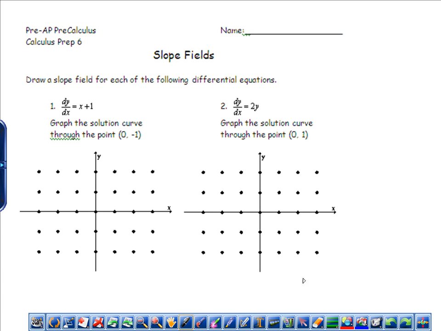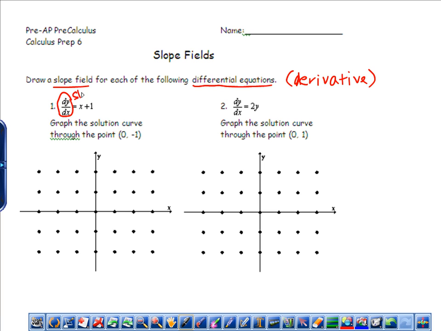Alright, this is the video for Calc Prep 6, slope fields, and what we're going to do here is draw something called a slope field for each of the following differential equations. When you see these differential equations, you may also write down this word, derivative. We're going to get into this in our next unit. And really the main idea of this is slope. So when you see this dy over dx, this is the derivative of y with respect to x.